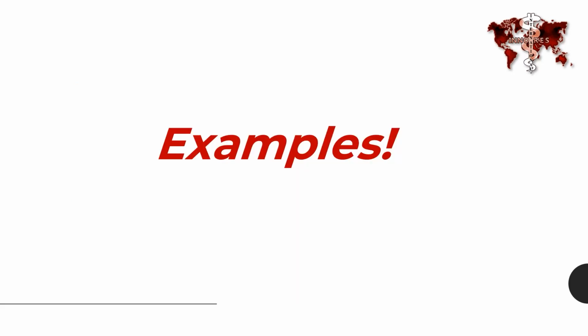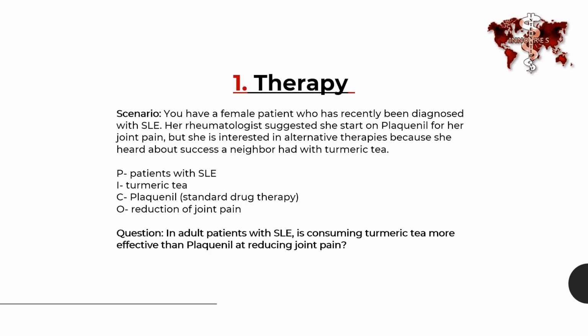As we reviewed the types of questions, let's have some examples of them. Here is the first scenario of the first example. We will give an example of the intervention type of question. We have a female patient who has recently been diagnosed with systemic lupus erythematosus. Her rheumatologist suggested she start on Plaquenil for her joint pain, but she is interested in alternative therapy because she heard about the success her neighbor had with turmeric tea.